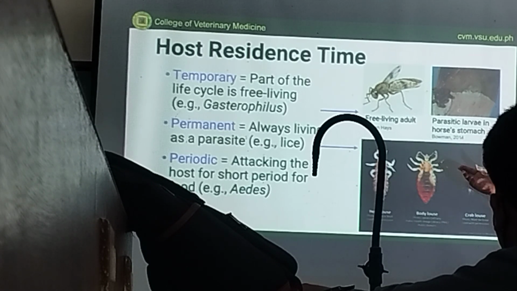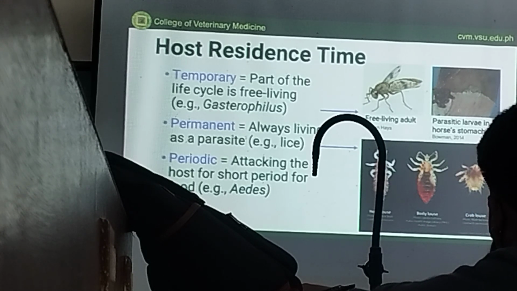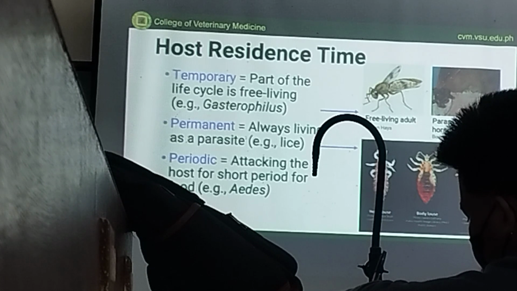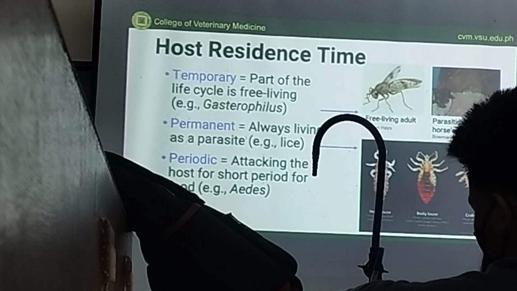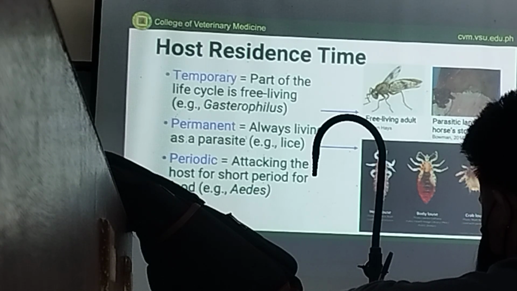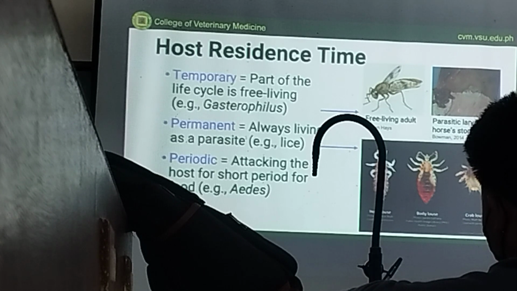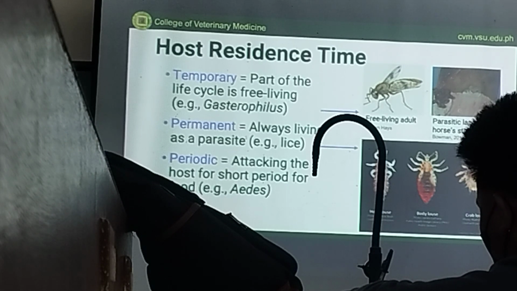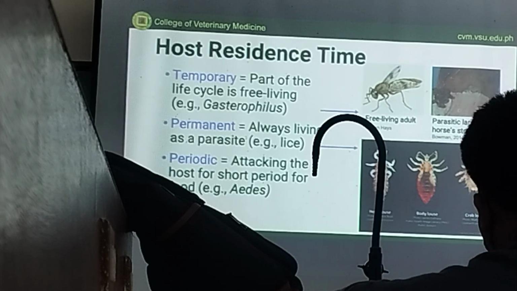Then, a parasite could also be periodic, that means attacking the host for a short period of time. So, there are crepuscular, nocturnal, and diurnal specific parasites. If you notice mosquitoes at night, probably those are house mosquitoes or Culex pipiens. It's different in appearance from the mosquito in the afternoon, Aedes albopictus or aegypti.